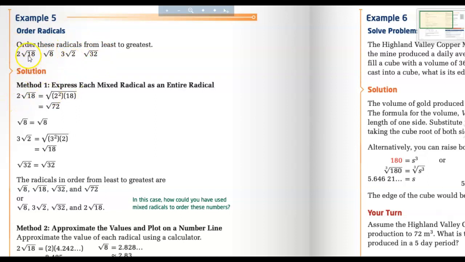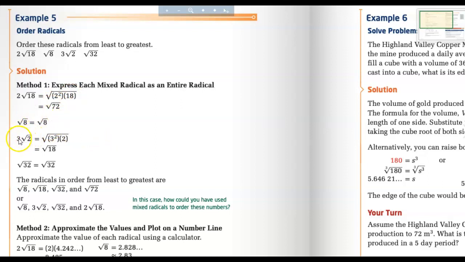So remember how to change this to an entire radical? You need to stick the 2 inside of the square root sign. So how do you stick it inside? You have to square it first. So that's what they did. They squared the 2, you get 4. And then once you have 4 inside of there, you multiply 4 times whatever's already the radicand. So 4 times 18 gives you square root of 72. The 8 was already done for us, like I said.